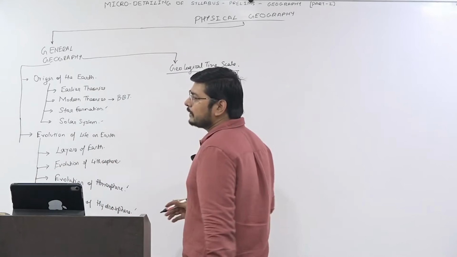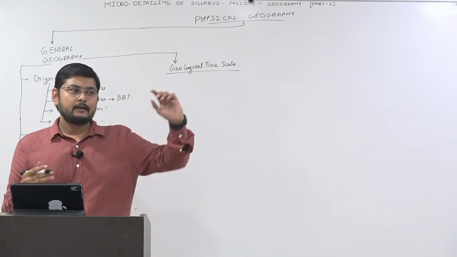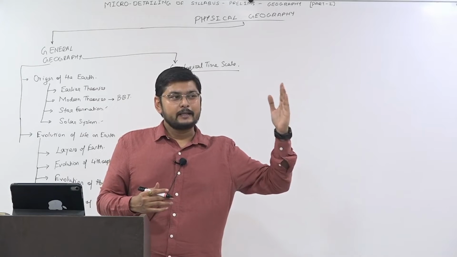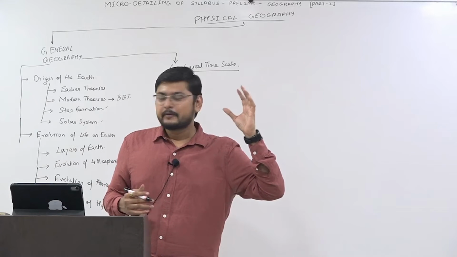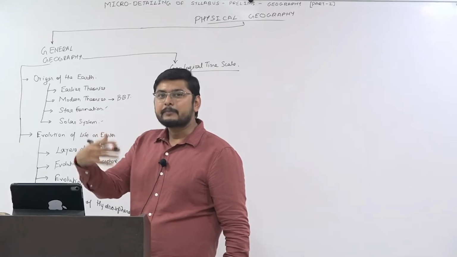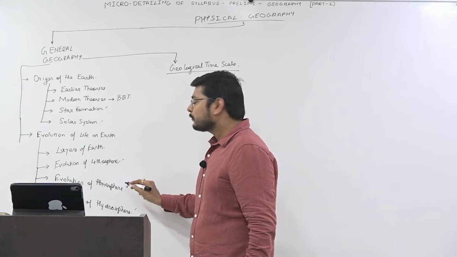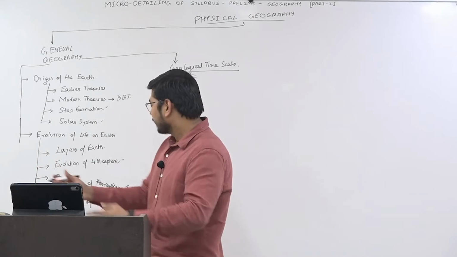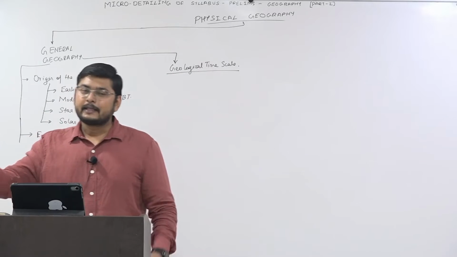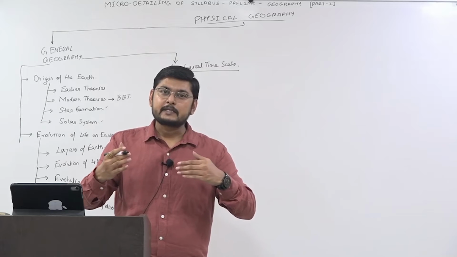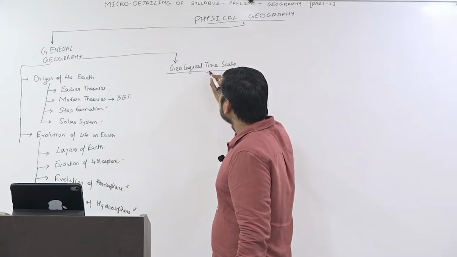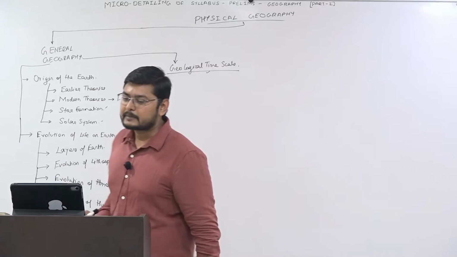In the geological time scale, we see that the earth formed around 4.6 billion years ago, but the evolution of the lithosphere took place after some time. The evolution of the atmosphere happened after some time, and the evolution of the hydrosphere also occurred after some time. Then there was a very continuous process of their evolution combined. So we will be understanding all those things through the geological time scale.